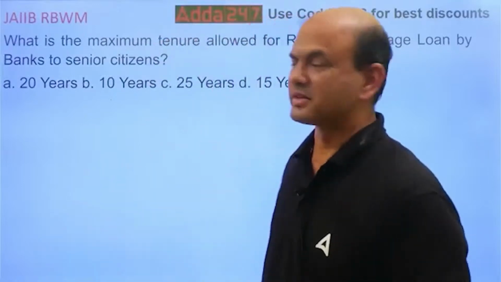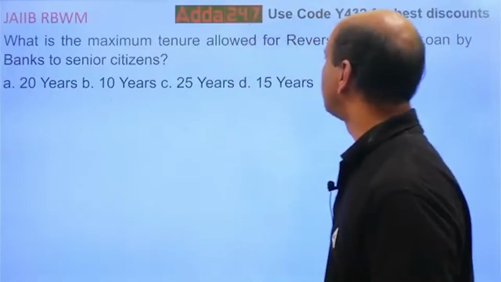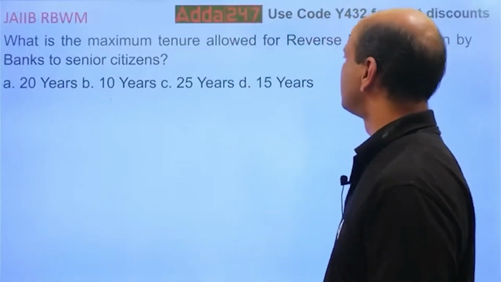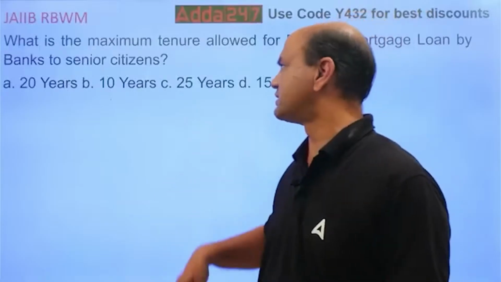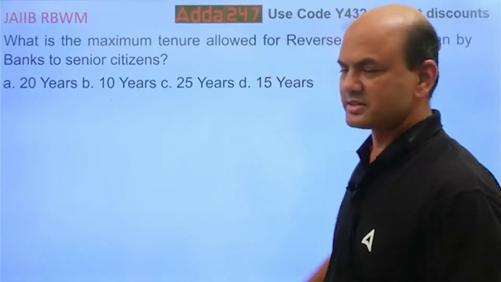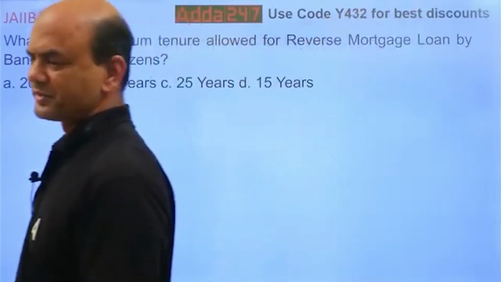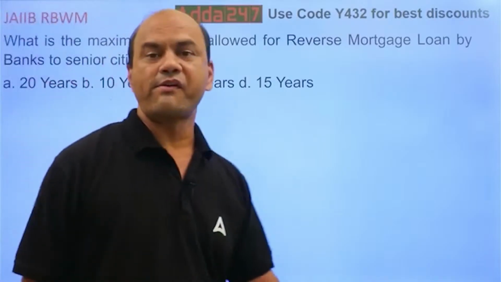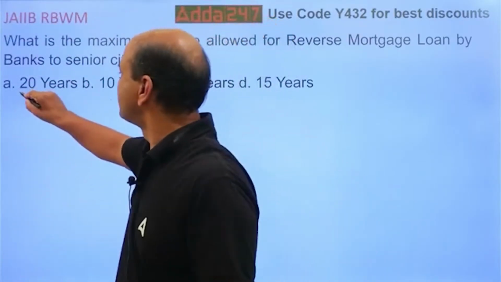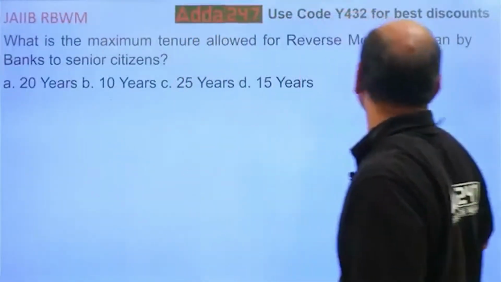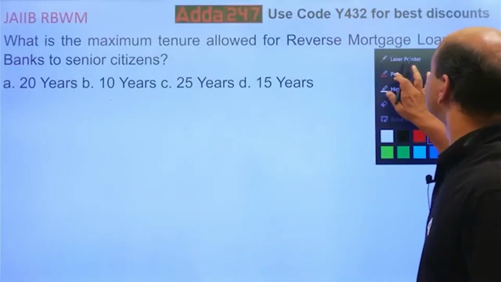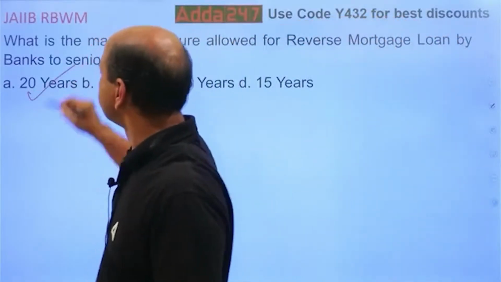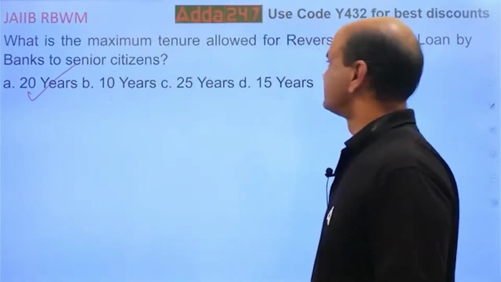So coming back to the question, what is the maximum tenure allowed for reverse mortgage loan by banks to senior citizens? 20 years, 10 years, 25 years, 15 years. Think. What should be the answer? It is 20 years. Okay, maximum loan tenure is 20 years. Got it? Okay. Next.